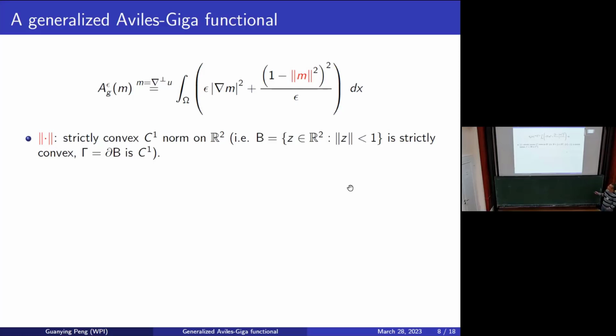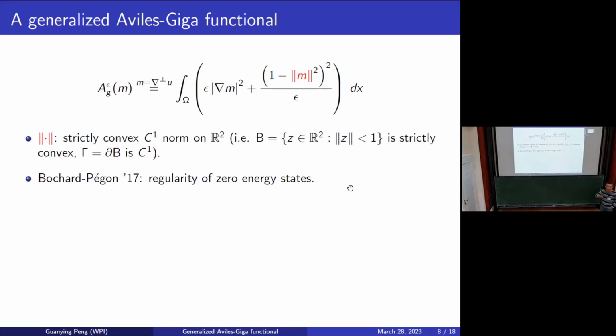So here I use the subscript G to indicate that this is a generalized energy functional. And then compared with the classical energy functional, here we're replacing the Euclidean norm of this vector field in the potential term by a more general norm. So here we assume this more general norm to be strictly convex C1. By that we mean if we denote by capital B the unit ball of this norm, then this is a strictly convex body. And if we denote by capital gamma the unit circle of this norm, then this is a C1 curve.